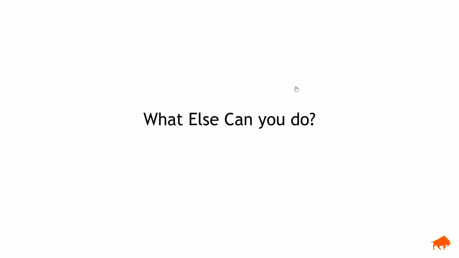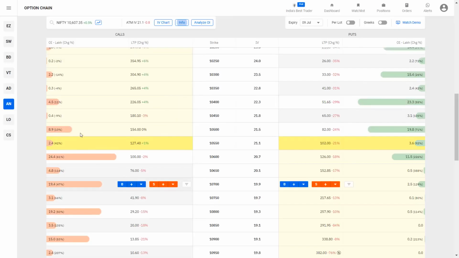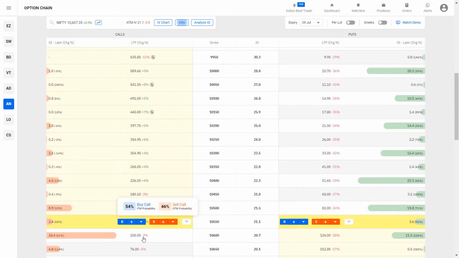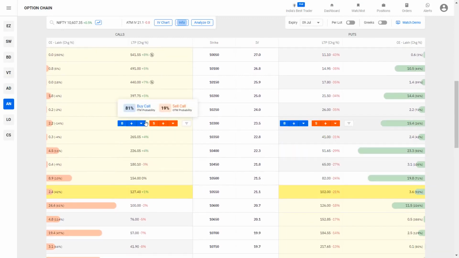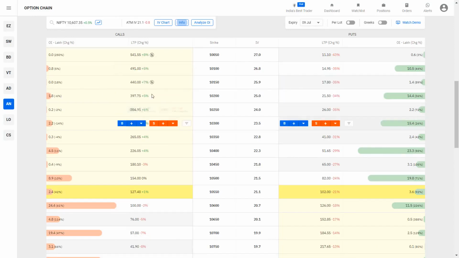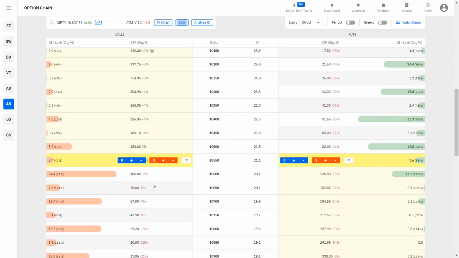Now we'll quickly go through what else you can do in Sensible's option chain. So there is a liquidity indicator, which is very nice and very useful. See, the biggest problem with all these options is you don't know if this option is liquid enough or not. What we do is, in case an option is not very liquid, we put this tiny icon which you see here, right? If you look at the 150 strike, you can see a tiny gray round icon with a water drop and a cross mark on it. It is saying that this option is not very liquid, whereas the other options are all liquid.